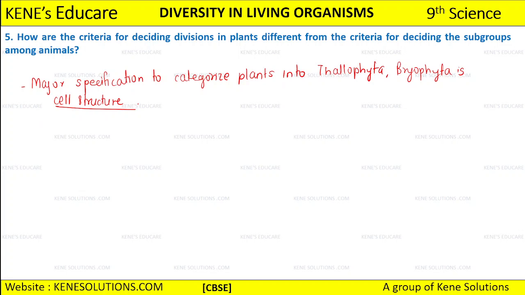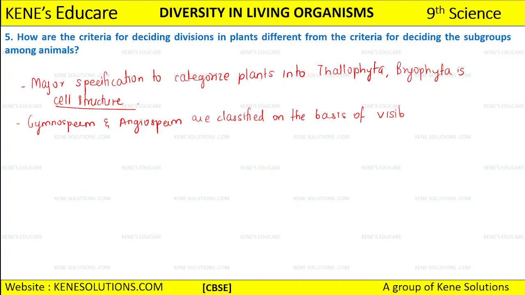So I'll write that as well. Gymnosperm and angiosperm are classified on the basis of visibility of the seeds. Okay, so this is how we are dividing thallophyta and bryophyta with respect to the cell structure, gymnosperms and angiosperms with respect to the visibility of the seeds. So the morphological characteristics play a very important role in plant classification. And in animal classification, we consider cytology as the primary, and the more minute structural variations are taken into account when we are discussing animals.